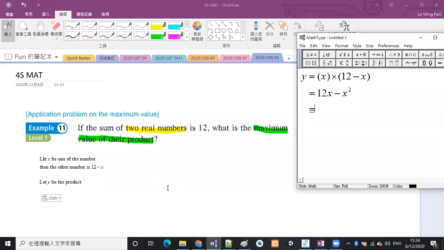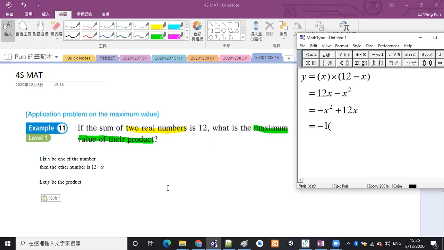Okay, or it is actually negative x squared plus 12x. So y is a quadratic function of x. And the question asks us to find the maximum value of the product. That is the maximum value of y. Okay, if it is about maximum value, minimum value, then it will be changing from the ABC form to the AHK form.